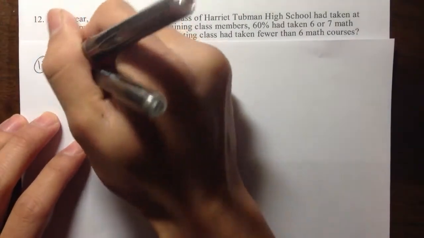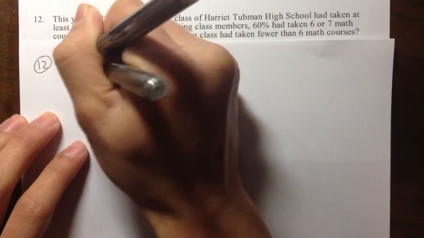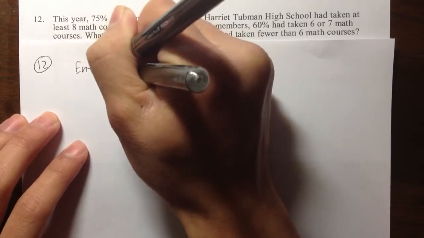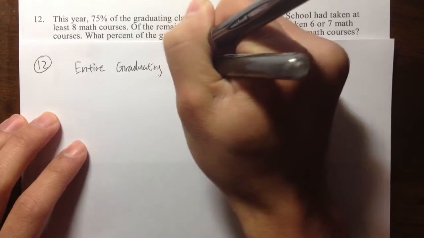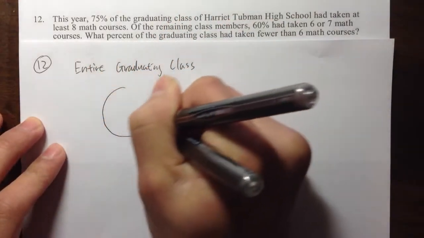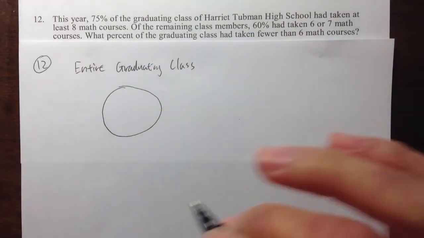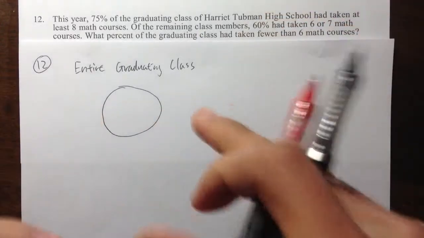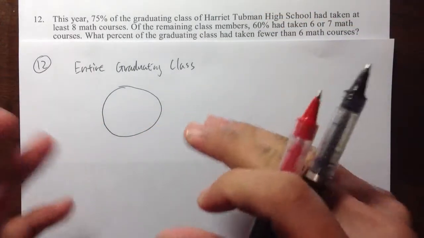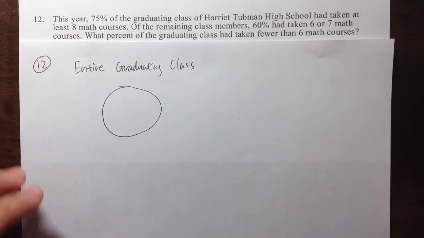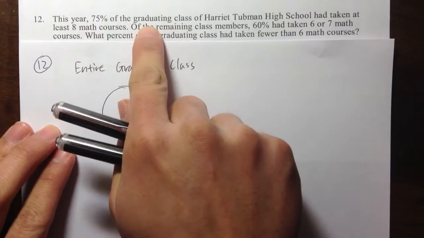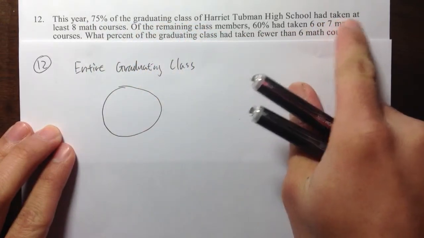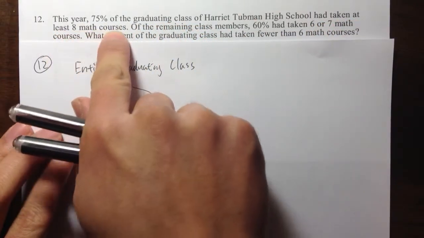explanation right here. So we have a graduating class, right? So let me write this as my entire graduating class. So again, I will draw a picture. Whenever we're dealing with percentage, we can always draw a picture and then just cut it into some pieces, and we can say this is about some percent. Okay, and then it says that 75% of the graduating class had taken at least 8 math courses.